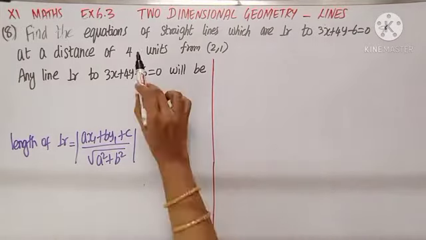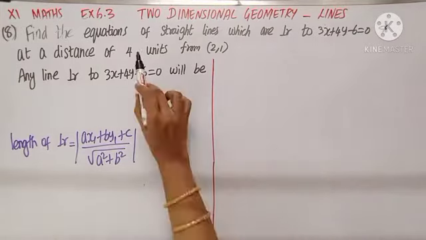2, 1 equals 4 units. Length of perpendicular is |ax1 plus by1 plus c| by root of a square plus b square. A is 4, b is 3, c is k. x1, y1 is 2 and 1. As I substitute, it is 4 into 2 minus 3 into 1 plus k divided by root of 4 square plus minus 3 the whole square, and modulus is 4.